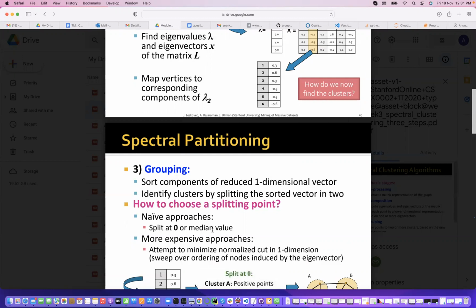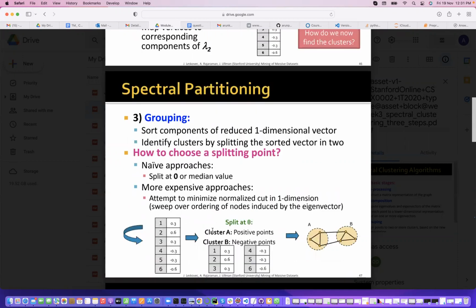Another method is to split based on the median value. So what is the meaning of median value? In the sorted order, the middle, which will divide exactly half the points above and half the nodes below, right? Yes. That is the median. So that is one approach.